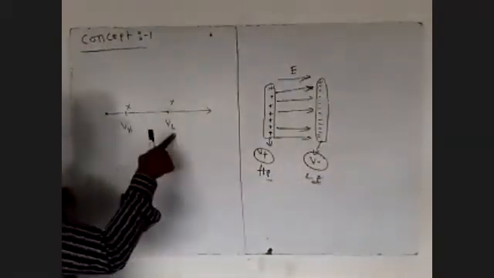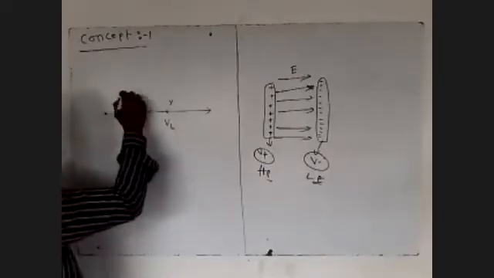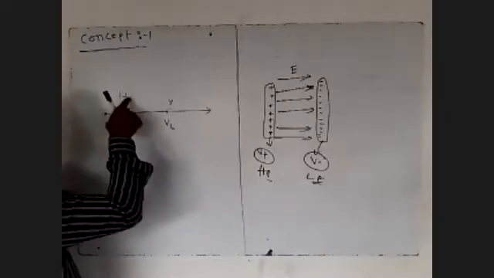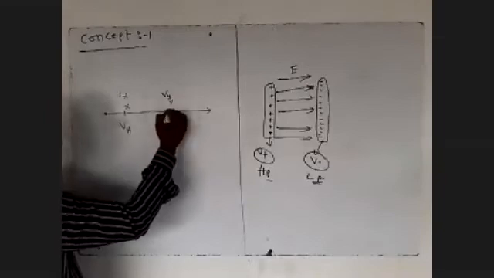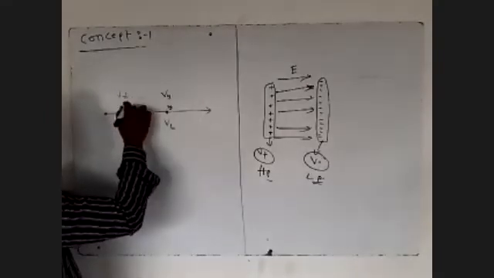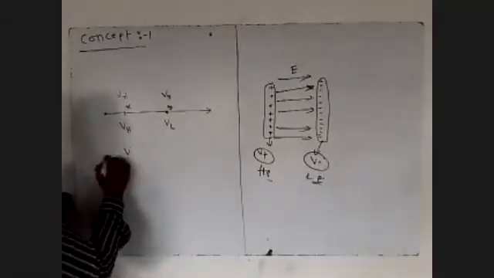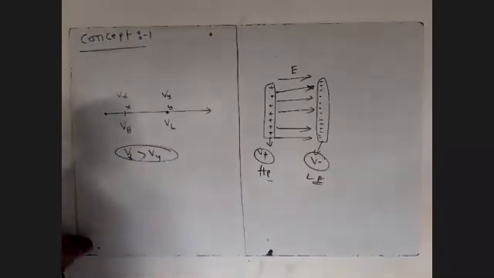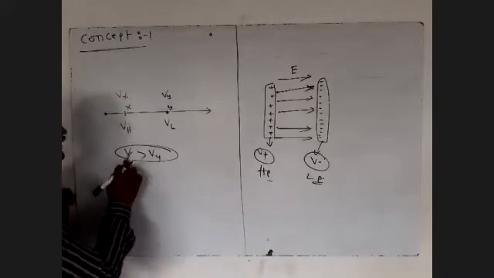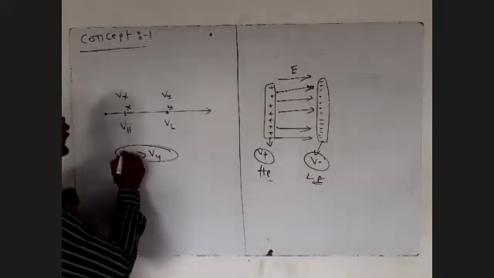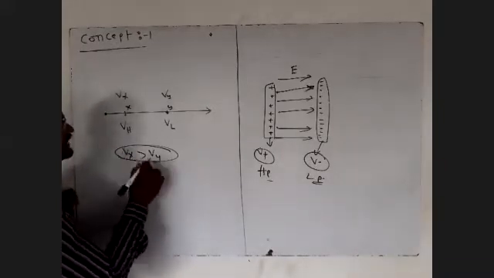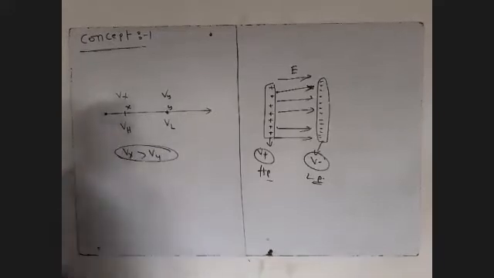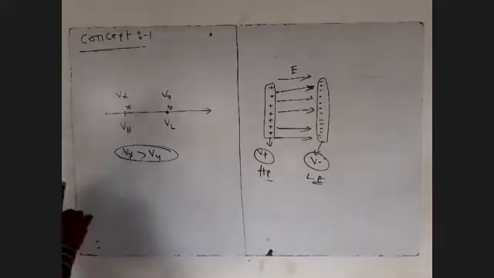Based on this, we are taking Vx, the electric potential at X point, and Vy, the electric potential at Y point. Which one is high potential? Vx is greater than Vy. The electric potential at X point is greater than the electric potential at Y point. So what is the meaning of this?